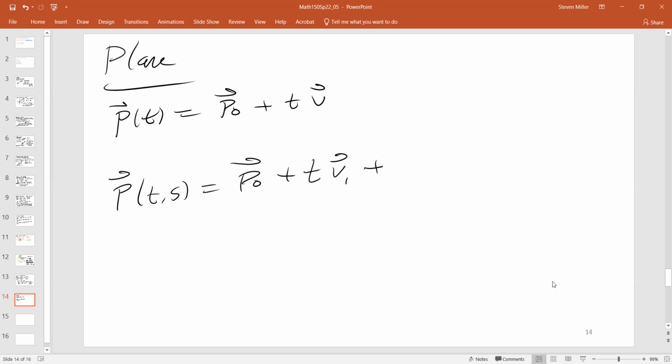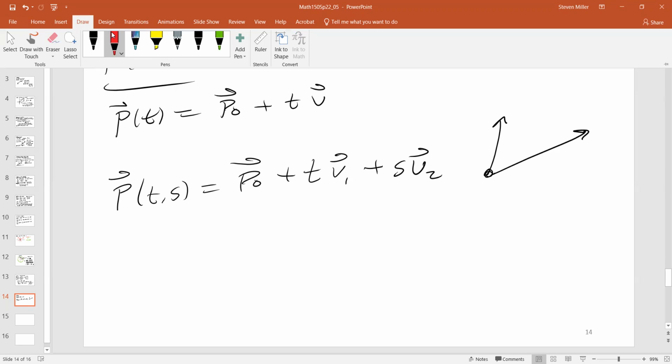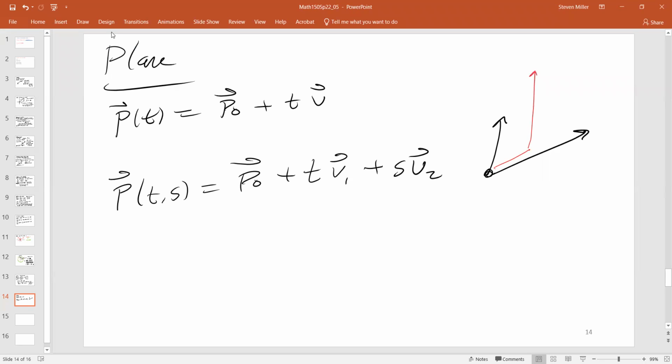Yeah, plus s v2, so that I choose 2 different directions. I choose a base point, and then I can go any distance along the first and then any distance along the second, and that will give me my plane. And that'll give me a nice two-dimensional object to walk along. So we'll talk about planes later, but you can see the power of our notation. Once we had the equation for a line, to generalize to a plane wasn't that bad.